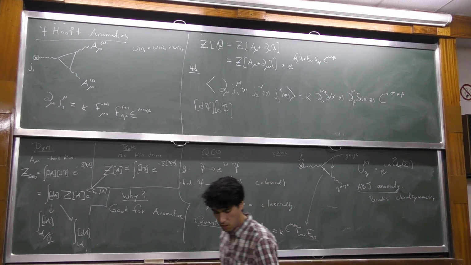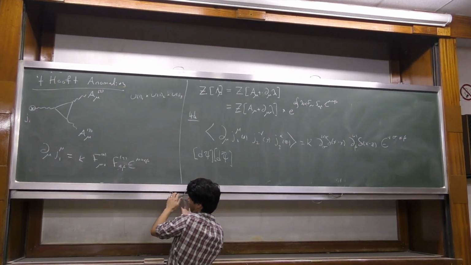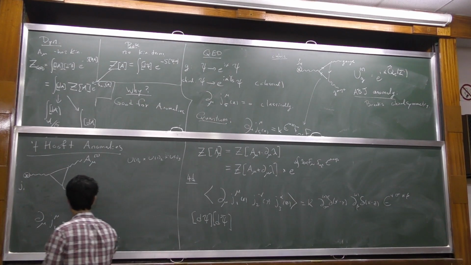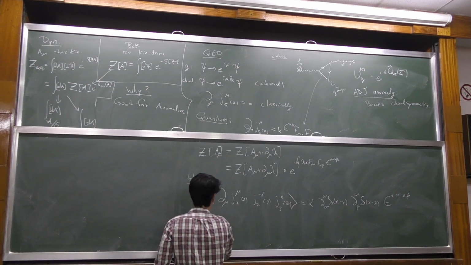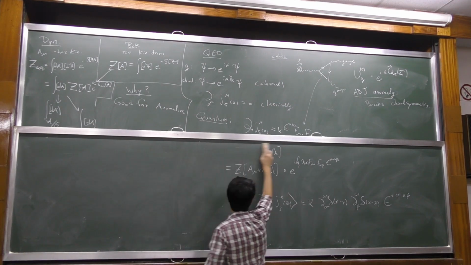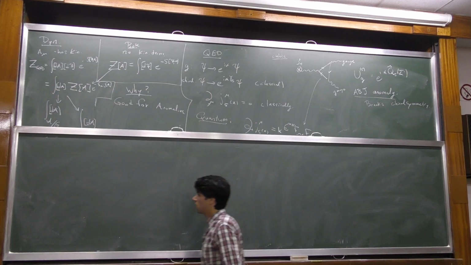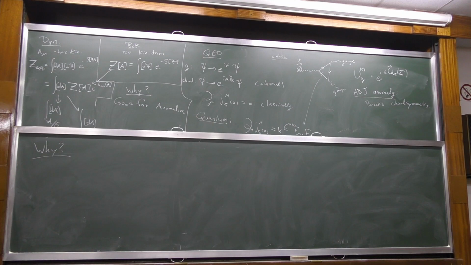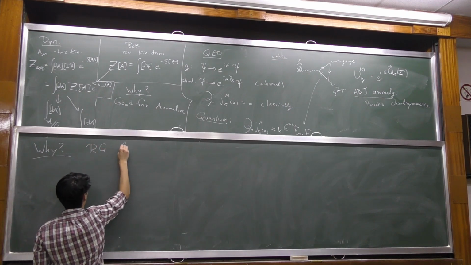Okay, well, since I'm talking about anomalies, I might as well mention one more thing. Again, I'm going to ask the why question. Why do we care about anomalies? What do they tell us? What does it mean? This is important because of the renormalization group flow.